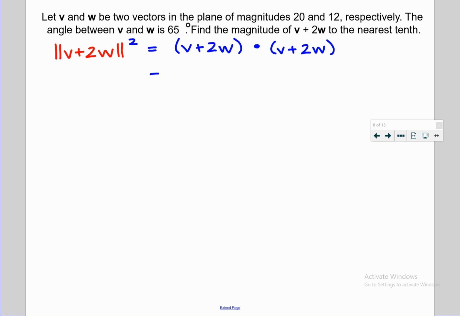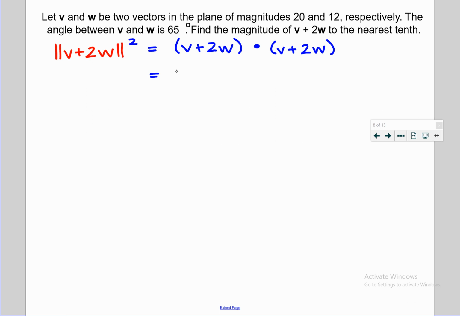Okay, and now we're going to use all those dot product properties to simplify the right-hand side. Now, if you didn't know anything about vectors, you would think this is a foiling problem, right? Two terms times two terms. That's pretty much what we're doing. We're using that distribution property, which is all foiling is, for dot products.